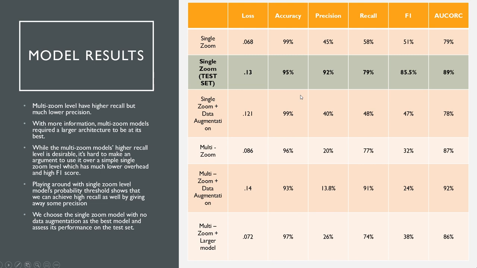But the key thing to point out here is that the multi-zoom model has much higher recall as opposed to precision, which is actually a desirable trade-off. But what we can do is take the better model and change the thresholds so that we can increase the recall. The end result, you could end up with a much higher F1 with the same amount of recall. So that is essentially what I am going to demonstrate later, right?